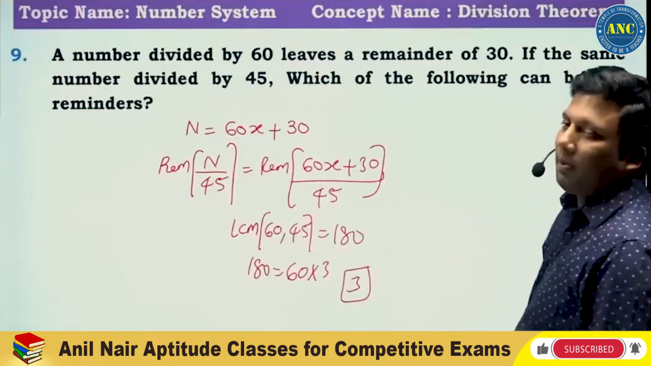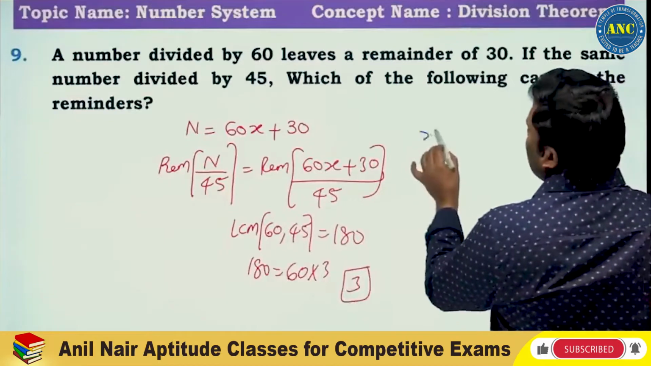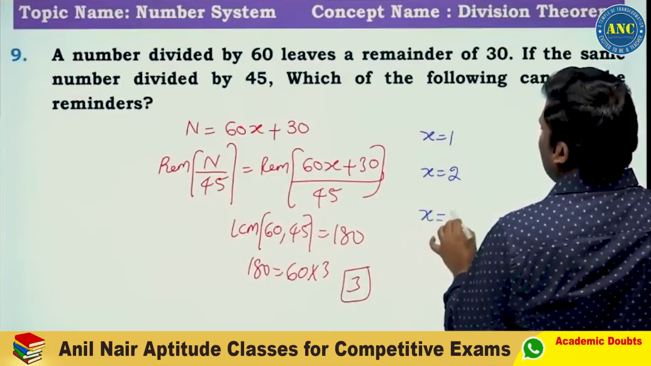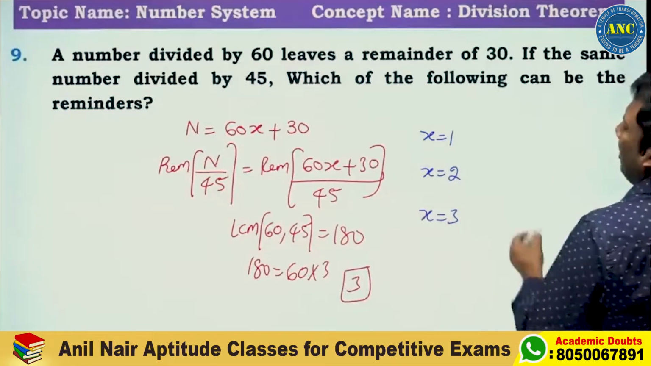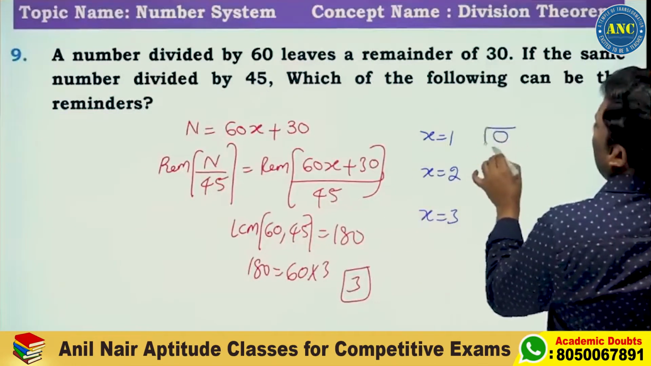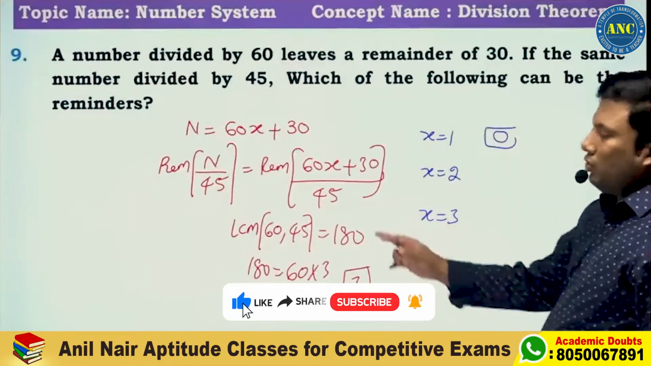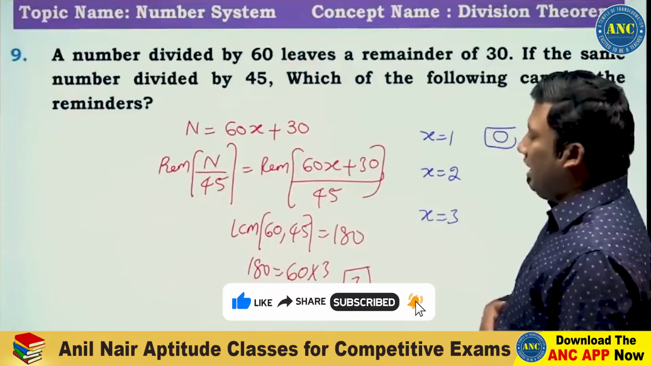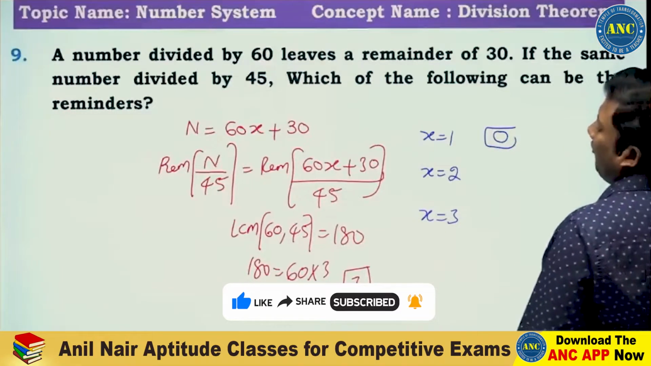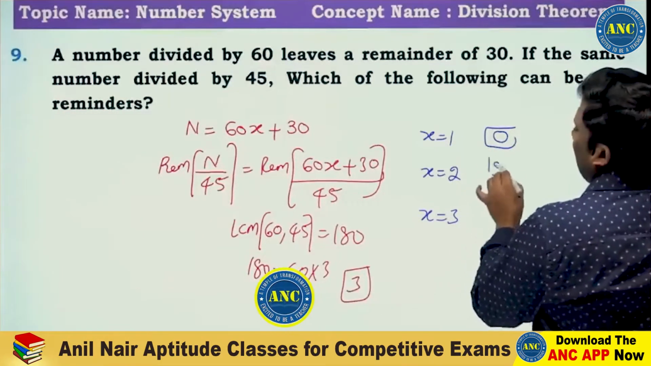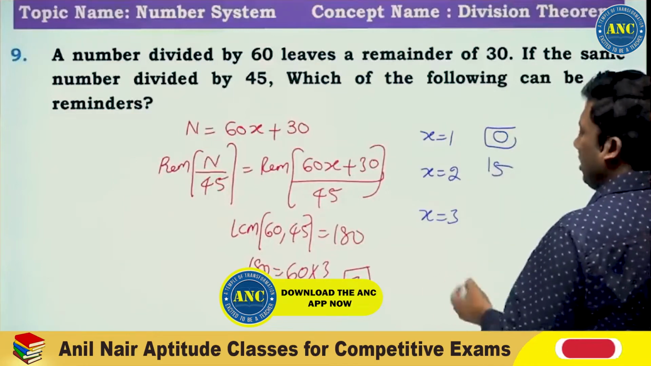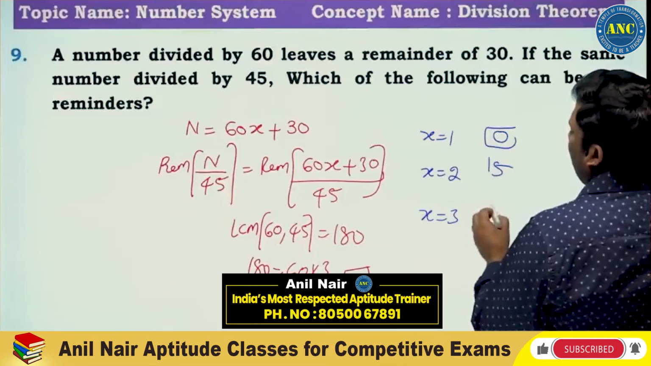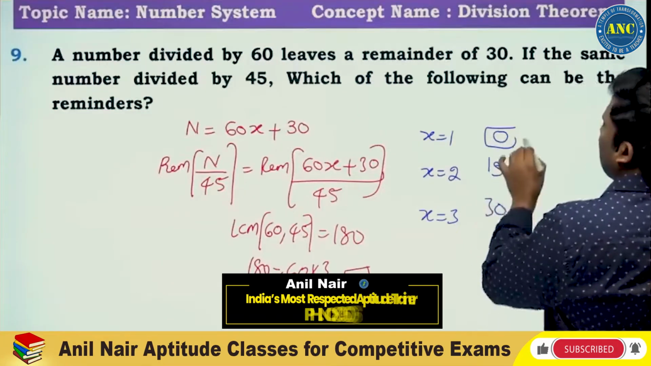What are all the 3 possible remainders? When x is 1, when x is 2, and x is 3. When x is 1, 90 divided by 45, it is 0. When x is 2, 60 twos are 120 plus 30, 150. The remainder is 15. When x is 3, 60 threes are 210. 210 means 45 fours are 180, the remainder is 30. That's what I said.